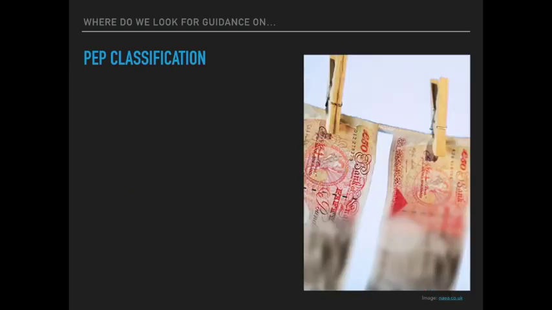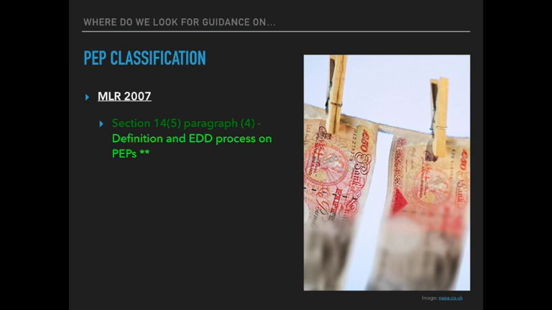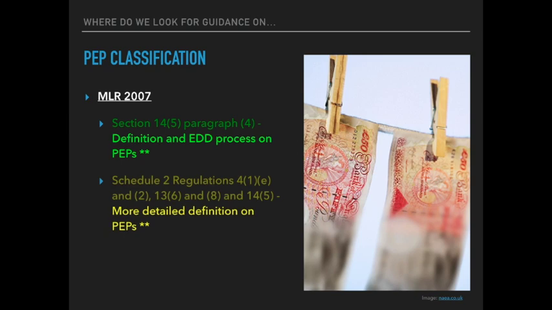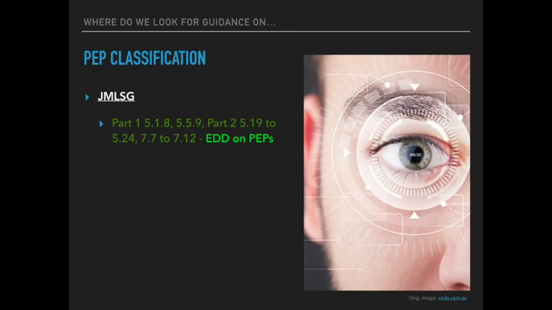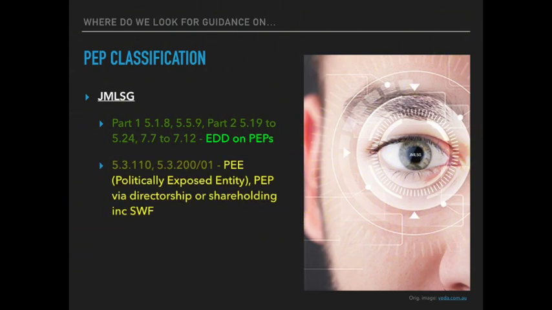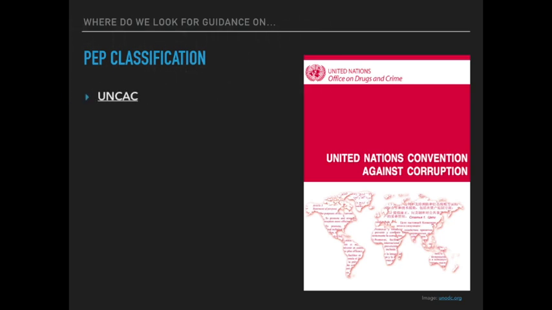There's also the Money Laundering Regulations 2007, section 14 paragraph 4, definition and enhanced due diligence process on PEPs. Schedule 2 is a more detailed definition of PEPs. Third EU directive, Article 3.8, definition of a PEP. And JMLSG, the guidance is very useful: enhanced due diligence on PEPs. Politically exposed entity, the PEE, where a PEP is a director or shareholder, including sovereign wealth funds. Further definition and monitoring guidance on PEPs. Now, the UN, United Nations Convention Against Corruption, Article 2, states the definition of PEPs.